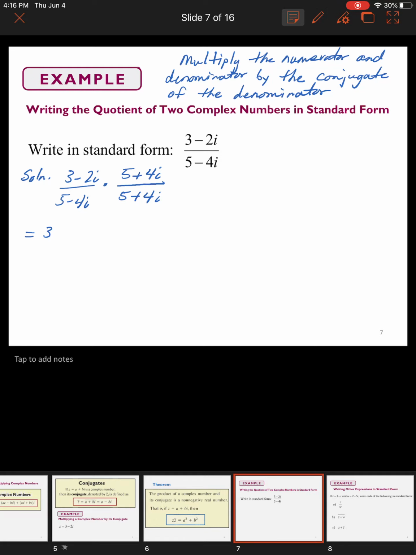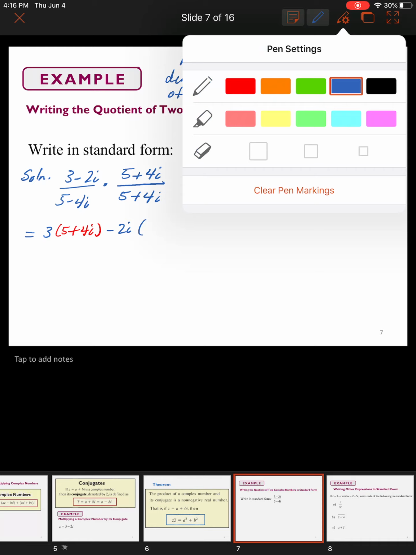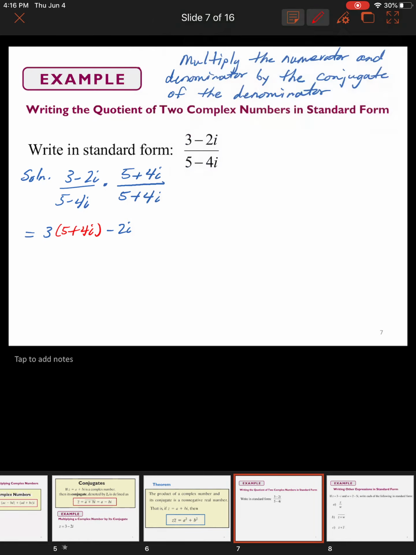So you have 3 times 5 plus 4i. Then negative 2i times 5 plus 4i. And in the denominator, use the theorem that you just learned, because you have a product of the original times its conjugate. So that would be a squared plus b squared. So we have 5 squared plus 4 squared, and you can put that in easily. And then distribute in the numerator, simplifying the denominator.